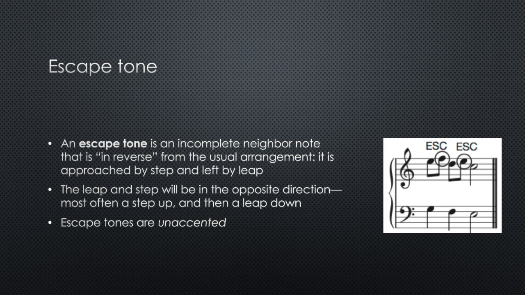So escape tones are also unaccented. They're sort of these extra embellishing tones. If you look at this structurally, G up to E, F up to D, E up to C, these are parallel sixths. It's a first species counterpoint phenomenon that's being decorated with additional non-accented notes. And just like second species counterpoint more specifically, your step and your leap are going to be in opposite directions. In this case, we're stepping upwards and then we're leaping downwards. So they sort of are prepared and resolved in this very familiar way that we remember from counterpoint.